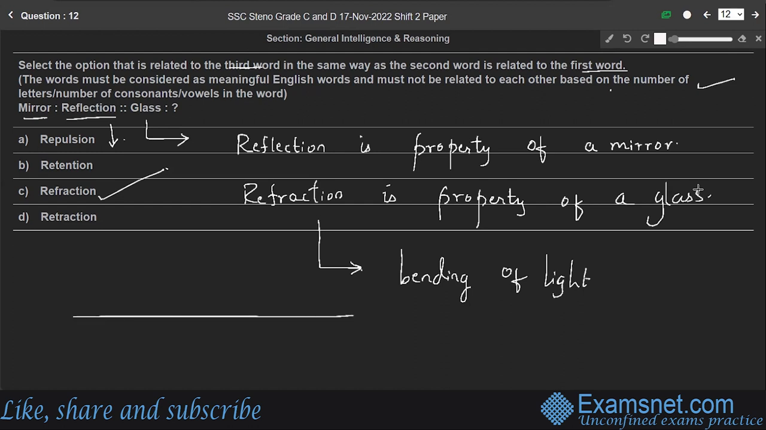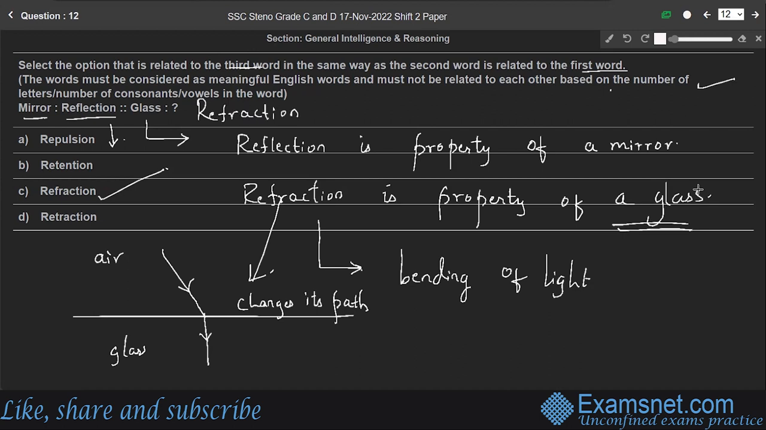So for example, we'll consider two media, rarer medium to denser medium or denser medium to rarer medium. For example, air to glass medium or glass to air medium. When a ray of light travels from one medium to another medium, it changes its path or its direction. This property is called refraction of light. So bending of light, or changing the path of light, is called refraction. So it's a property of a glass. With respect to this question, glass is related to refraction. Option C is the right answer.